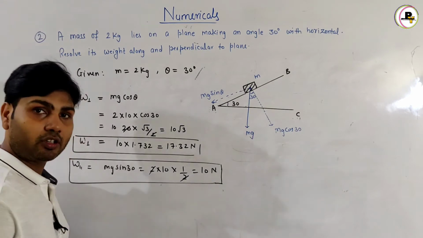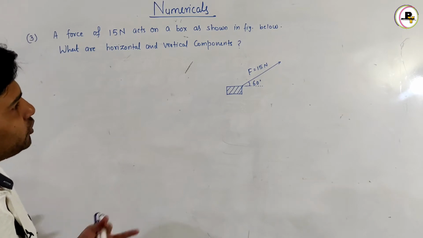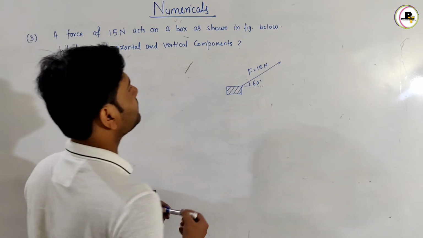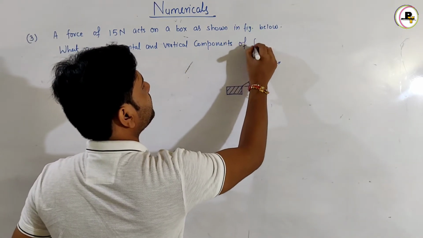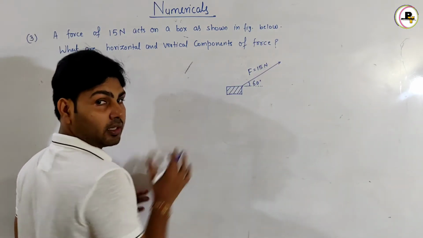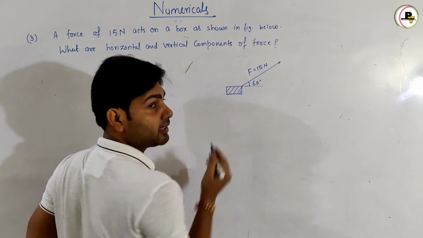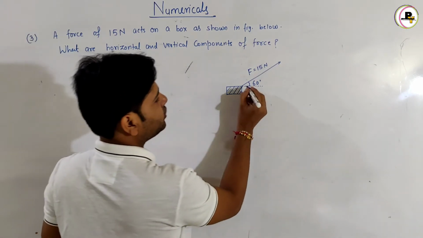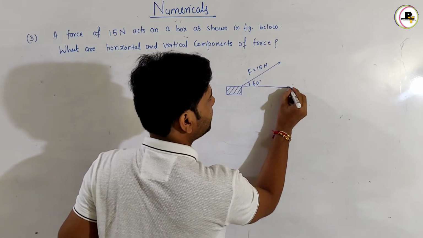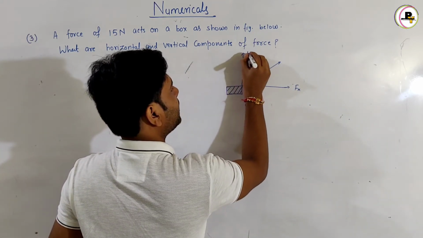Okay, so let's solve question number 3. So question number 3 is what? A force of 50 Newton acts on a box as shown in the figure below. What are the horizontal and vertical components of force? So here I have given a block and box, and it is acted upon by a force of 50 Newton, which is making 60 degrees with the horizontal direction. So let's resolve this vector into two components, one along the horizontal axis, that is the x-axis, and suppose it is Fx, and the second one along the y-axis, let it be Fy.